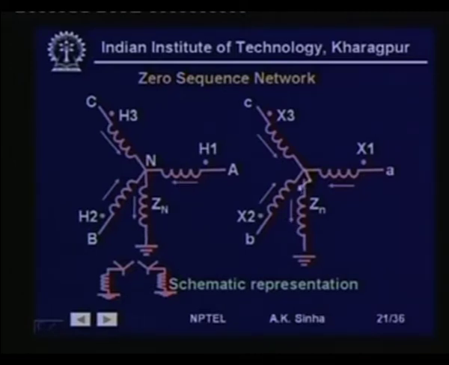In case the neutral is not grounded, then I0 cannot flow because there is no return path. That is, all these currents cannot flow in this because they will need a closed path to circulate. So when the neutral is not grounded, zero sequence currents cannot flow. Same is the case for the generators as well.